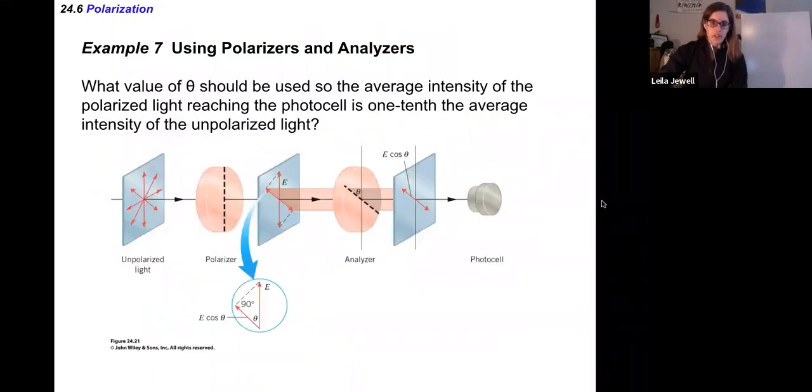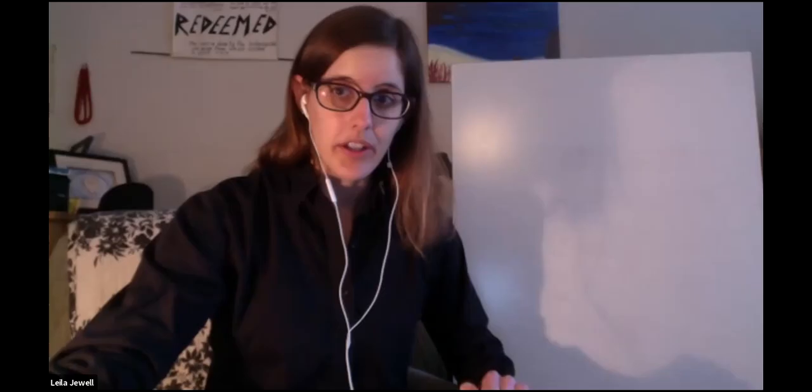So let's try this out in an example. The question here says, what value of theta should be used so that the average intensity of the polarized light reaching the photocell is 1/10 the average intensity of the unpolarized light? So there's a lot to sift through here. We want our final intensity that reaches the photocell to be 1/10 the average intensity of the unpolarized light, which is what I called S initial there. So I'm going to switch to the whiteboard so that hopefully you can see me a little better there.